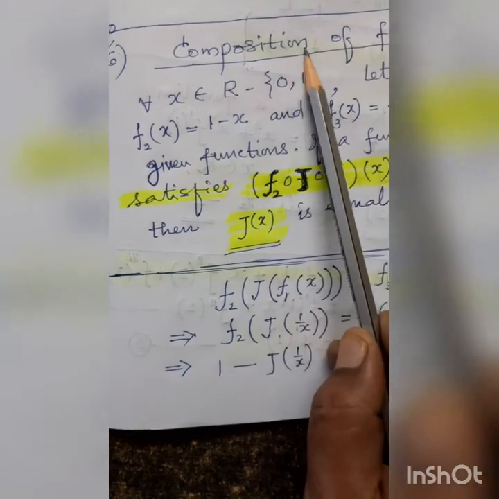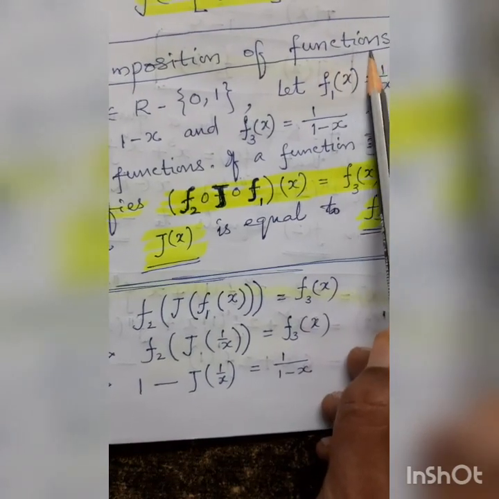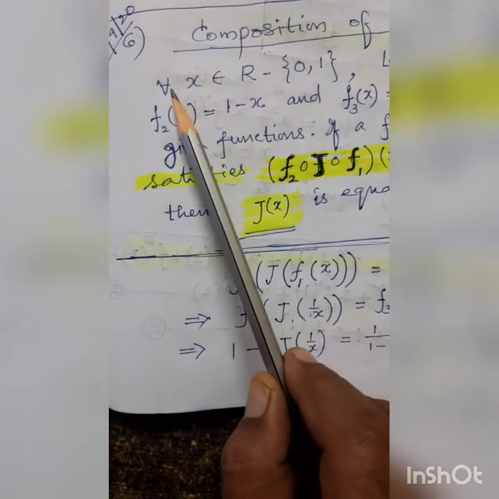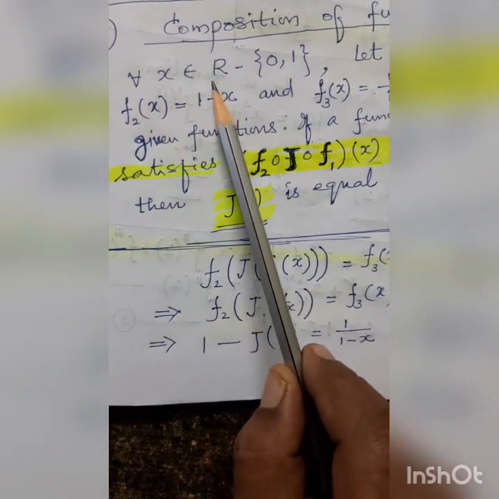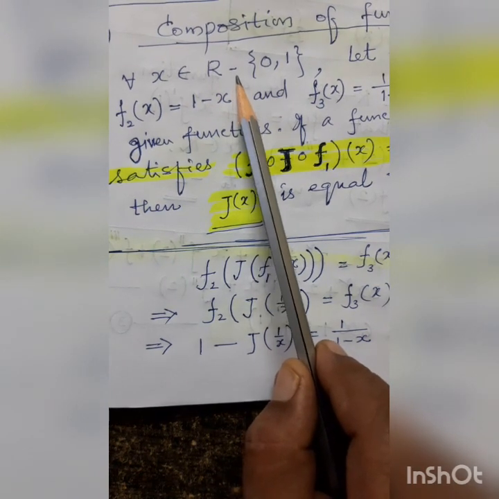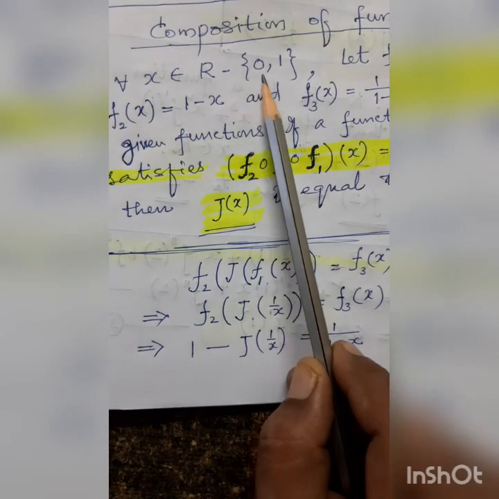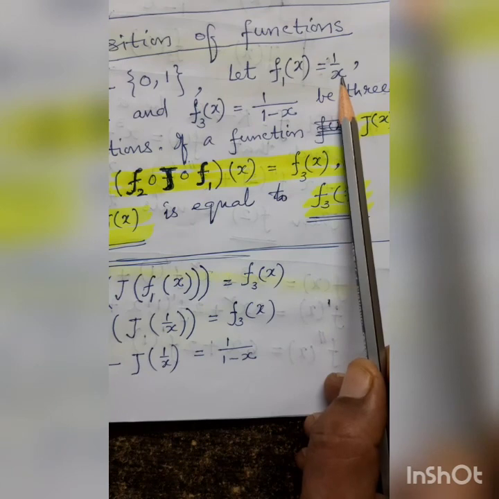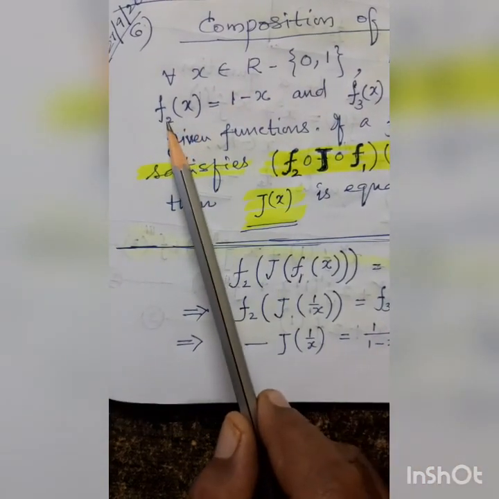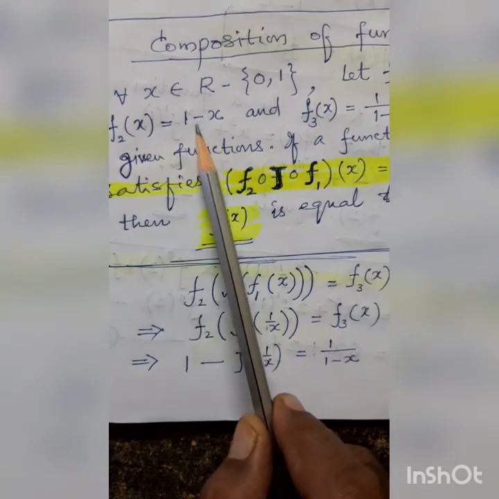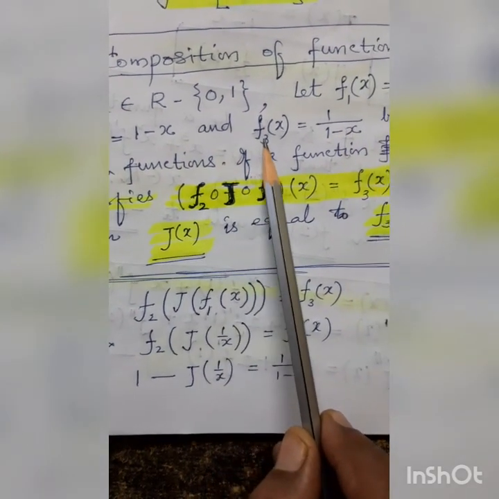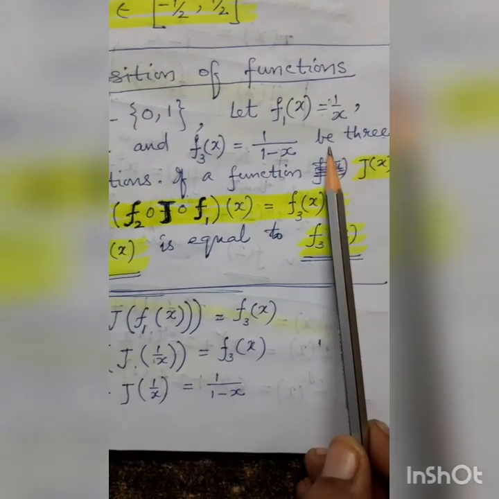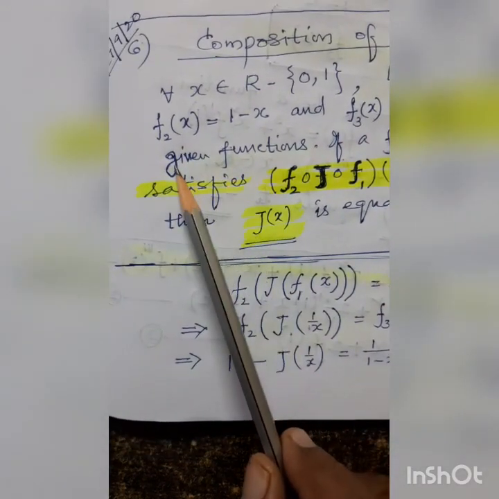Composition of a function. For x belongs to R minus the set {0, 1}, let f1 of x equals 1 by x, f2 of x equals 1 minus x, and f3 of x equals 1 by 1 minus x be three given functions.